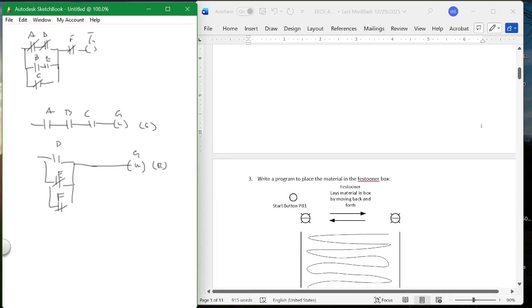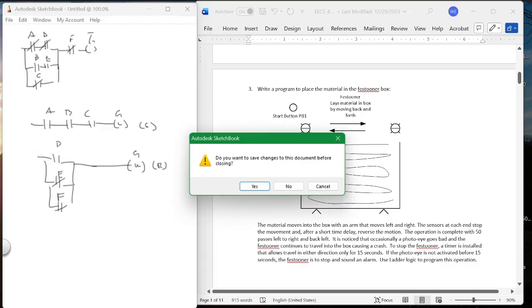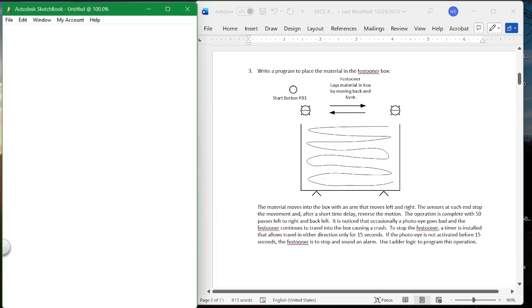Okay, here is one that you might see again. I like these because they bring out all the stuff that we learned in the first couple of chapters, 6 and 7. The material moves into the box with an arm that moves left and right. The sensors at each stop movement, and after a short time delay, reverse the motion. The operation is complete with 50 passes to left or right. It is noticed occasionally a photo eye goes bad, and the fastener continues to travel into the box, causing a crash.